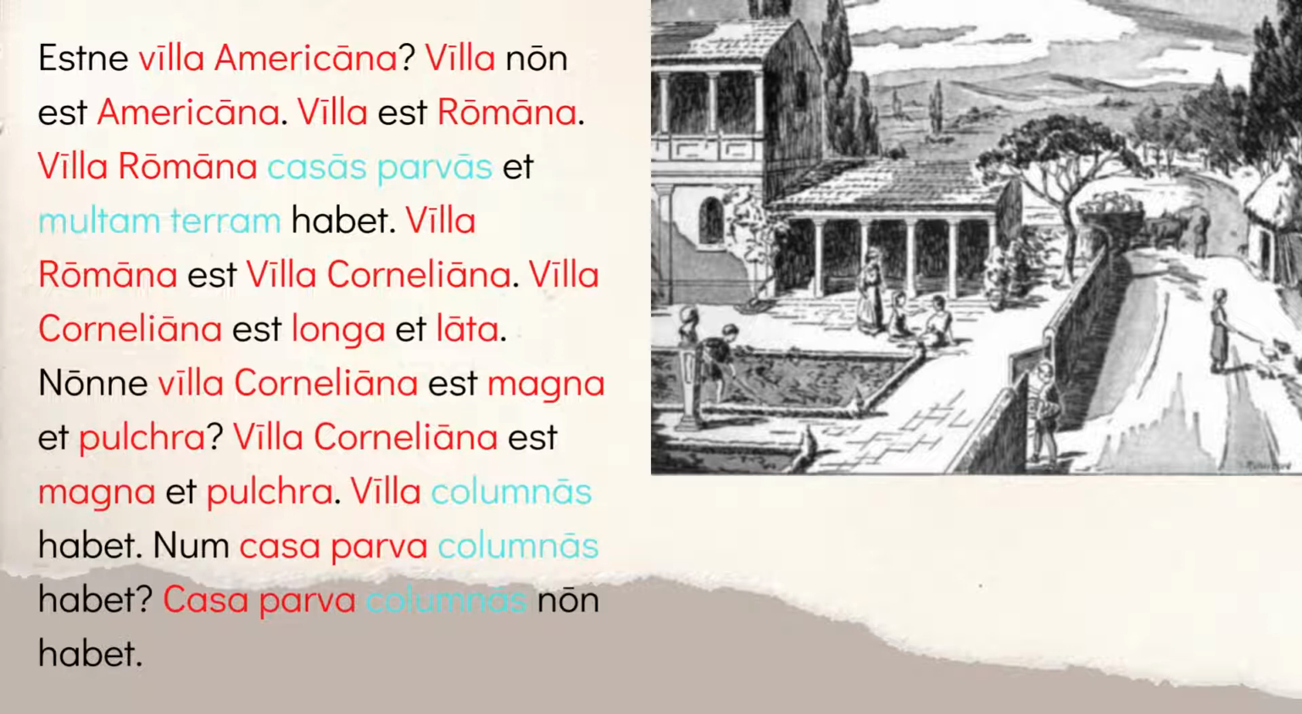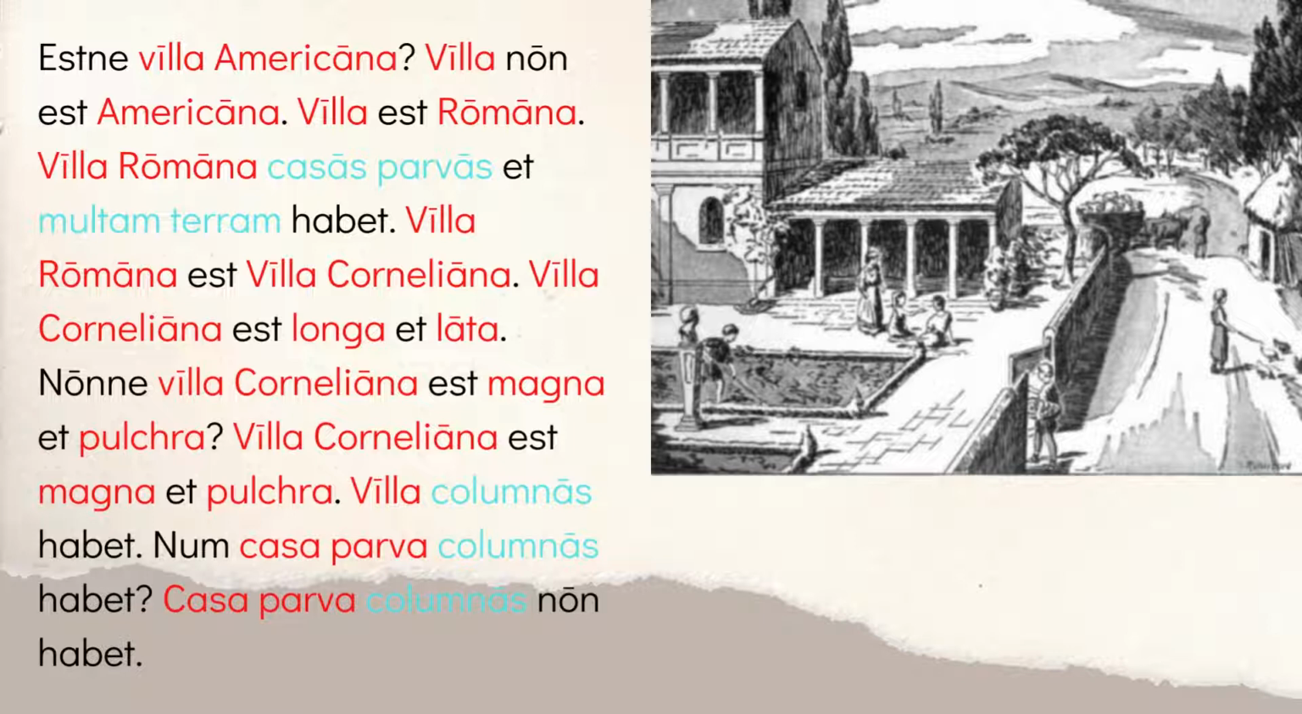Those are the direct objects of the verb habet. So in other words, you're saying, what does the Roman house have? It has small huts and it has a lot of land. Then you have Villa Romana est Villa Corneliana. So the Roman villa, the one in the picture, is the Villa Corneliana, the Cornelius's villa, the family villa. So it's where our family lives in this story.